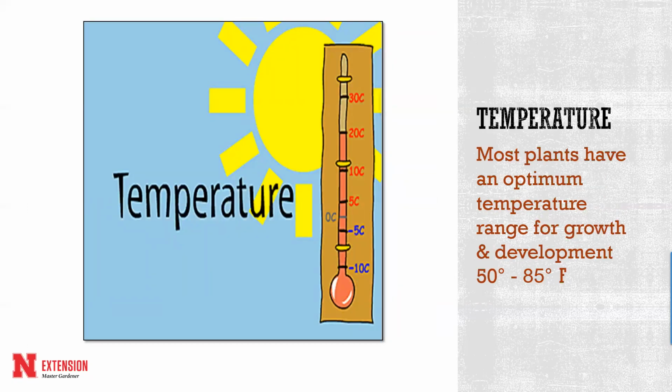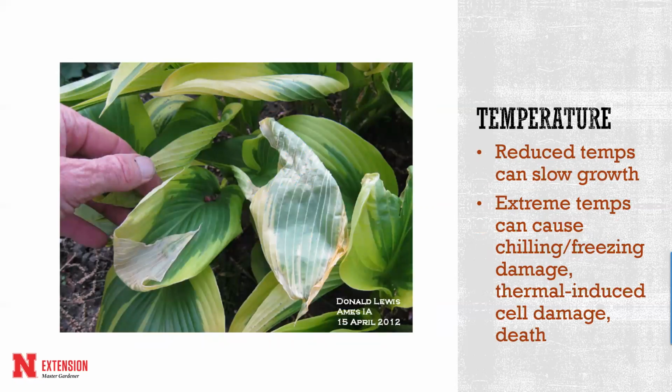So we're going to move from light to temperature. Most plants have an optimum temperature growth rate. For most plants, it's between 50 and 85 degrees Fahrenheit. Reduced temperatures can slow the growth of plants.